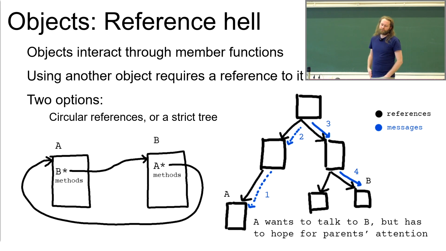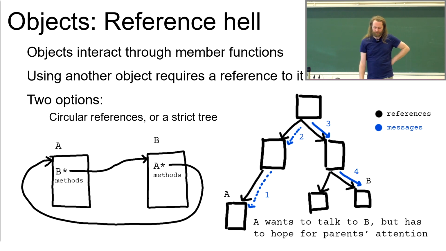Here's the alternative. Let's say you have A and B at the bottom here as leaf nodes of a strict tree, because you don't want circular references, so you only have a tree. That's the only way you can do it. So in order for A to communicate to B, it needs to first kind of hope for the parent's attention, and then hope for the parent's attention again, and then it will hopefully send, kind of bucket brigade, that message down to B. So you need 4 operations, 2 implicit and 2 explicit, just to get a communication across to B. So what do you do in reality? You say, fuck it, I need a reference to B so I can communicate with it directly. And now you have a circular reference hell again.